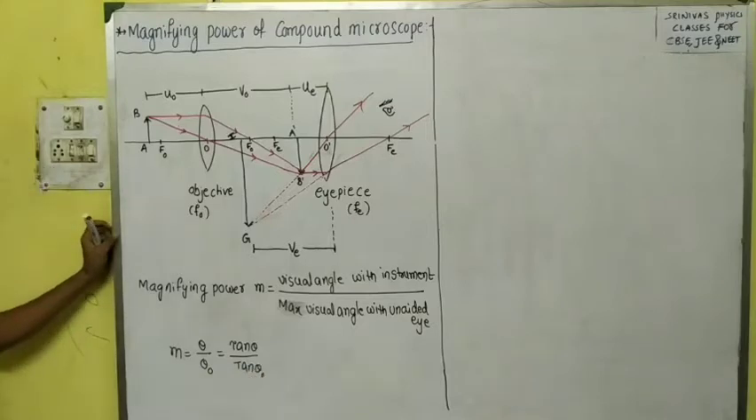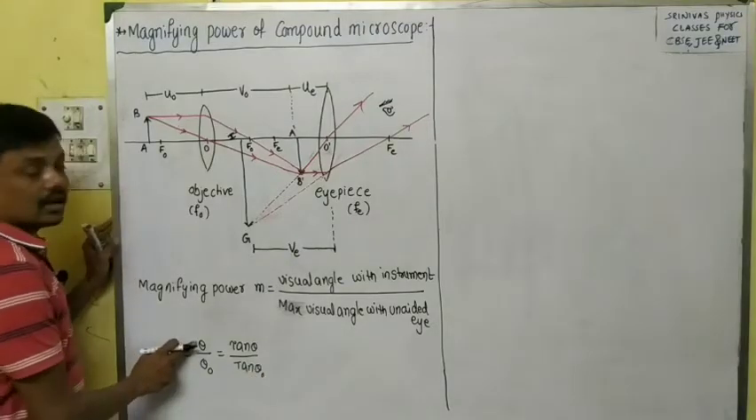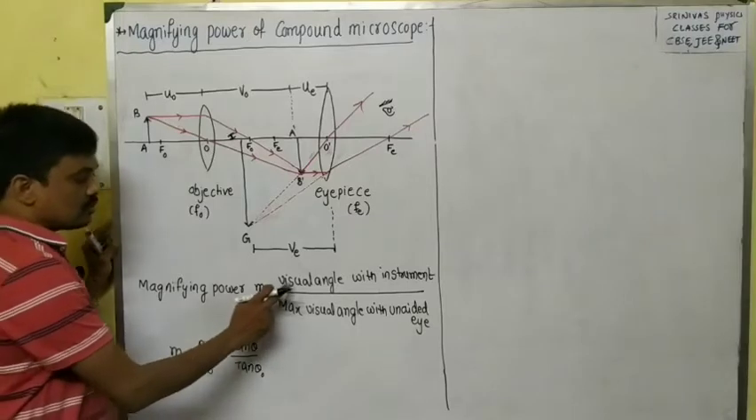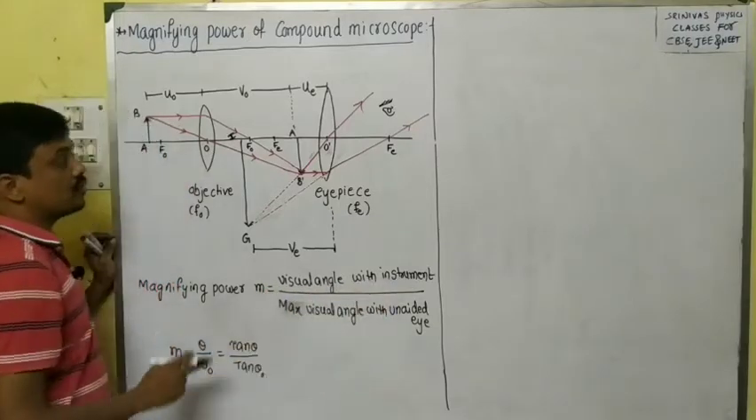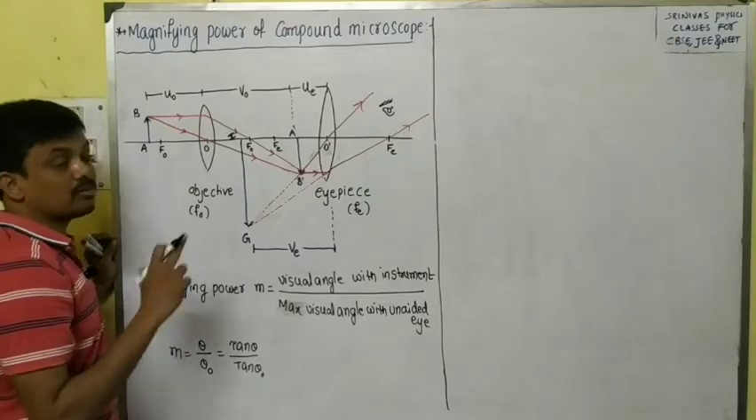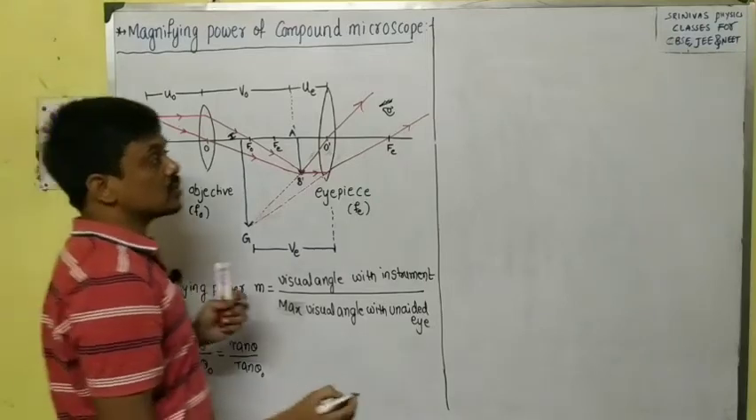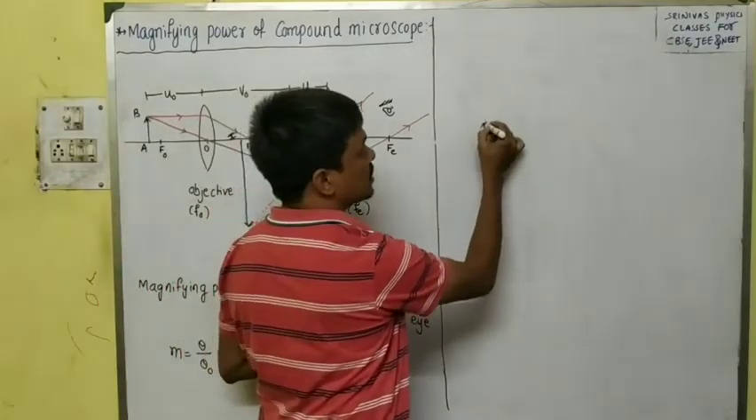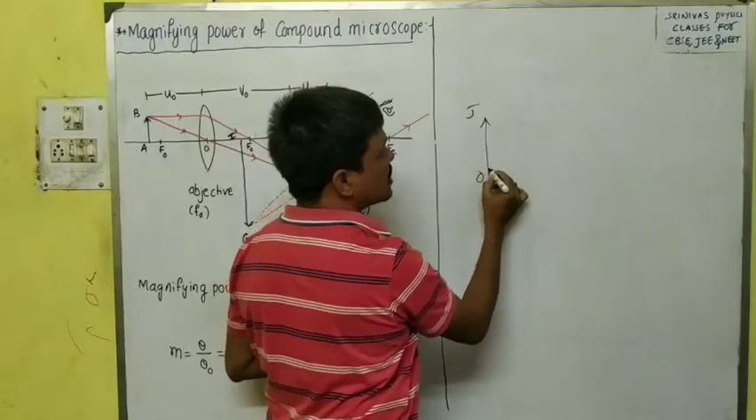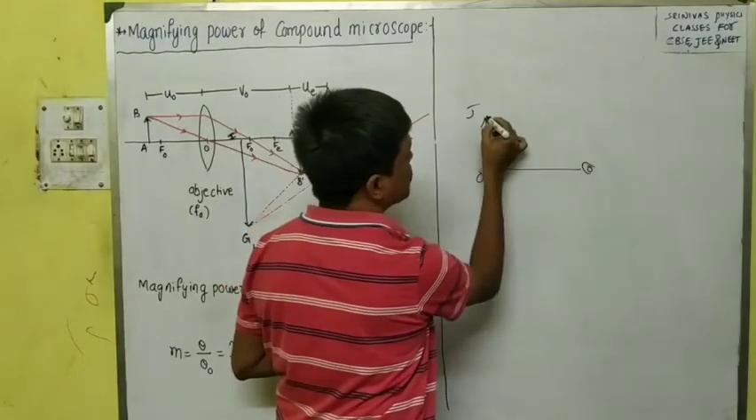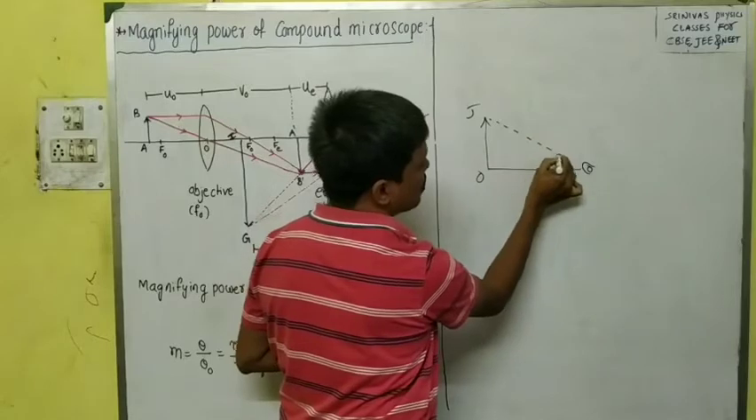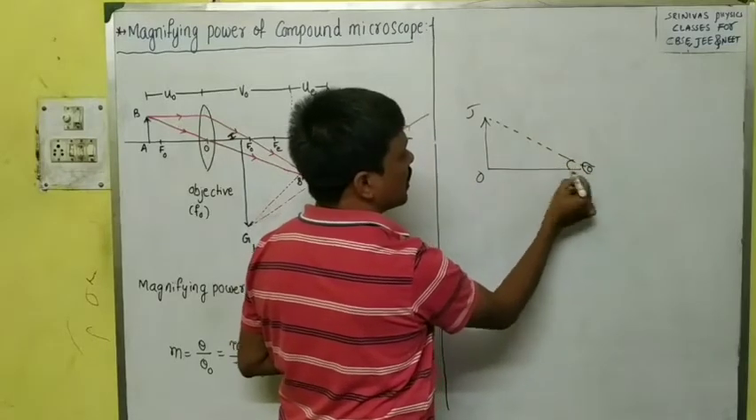What is this theta? The visual angle with instrument. When you use the instrument, how much visual angle will there be? What is visual angle? For example, this is an object and this object makes some angle at the eye. You join both ends of the object here at the eye.